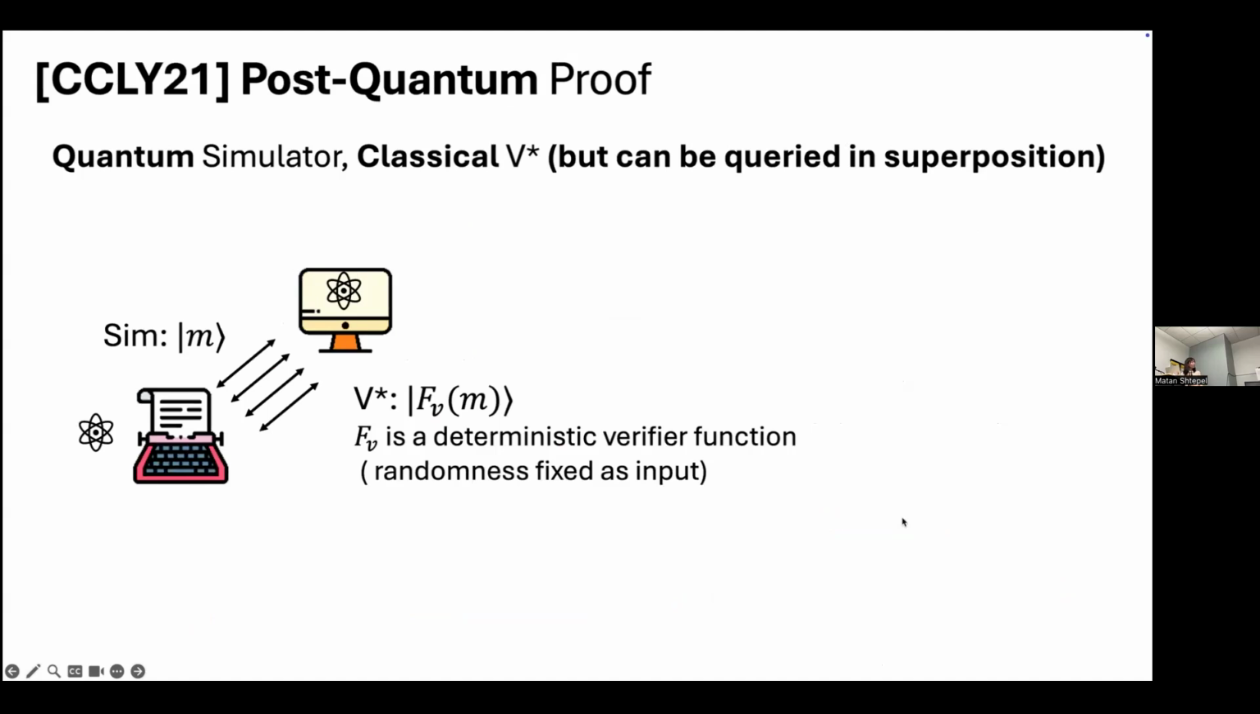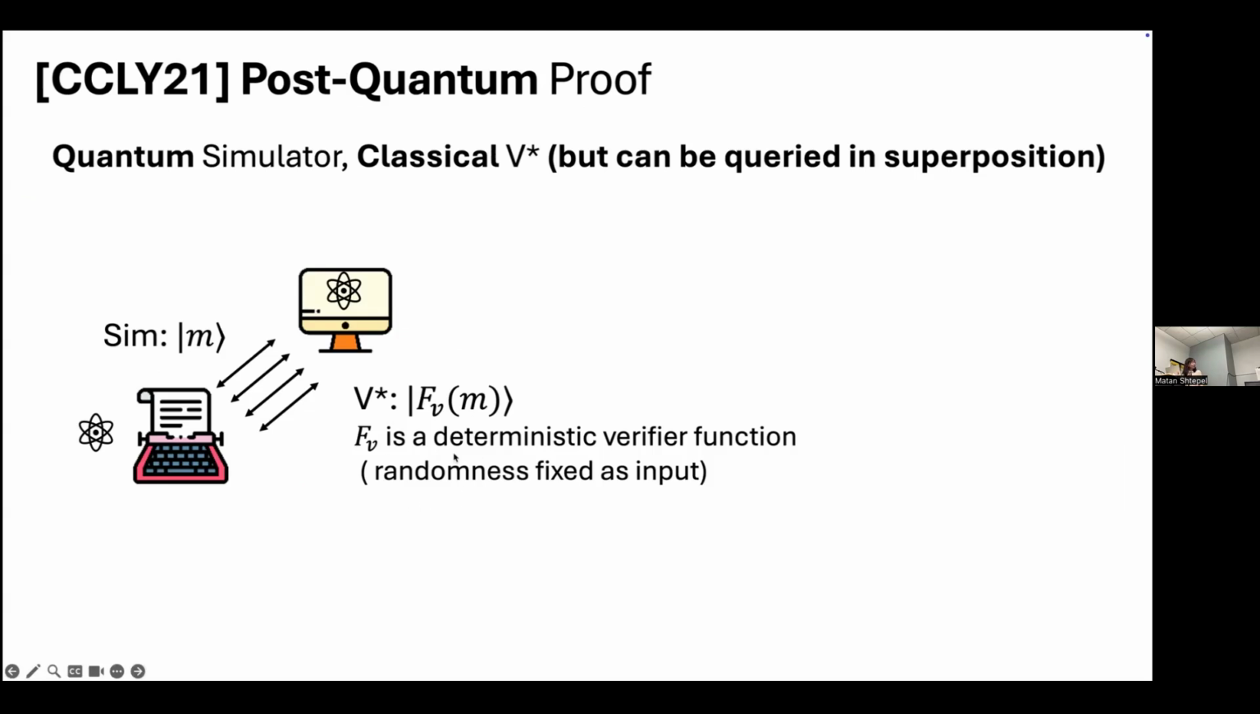Now we will move to the quantum world. Let's first still stay in the simpler setting where our V star is actually classical. This is actually used in the proof of CCLY21. In their proof for the strict polytime, even though V star is not really quantum, it's still the same V star as designed in the classical setting, but it can be queried in superposition, and this makes things harder.